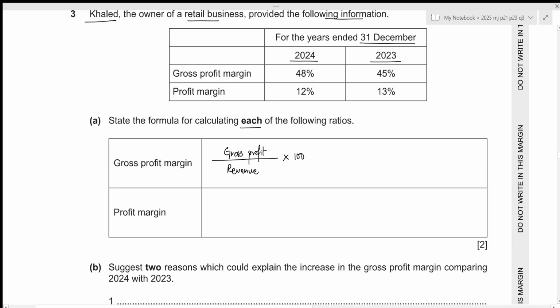Then for profit margin as well, it's the same thing, but we use our profit for the year. So instead of gross profit, it will show what percent of the total revenue belongs to the profit for the year. That will be profit for the year divided by revenue times 100. That is all for the first part. Let's move towards the next one.